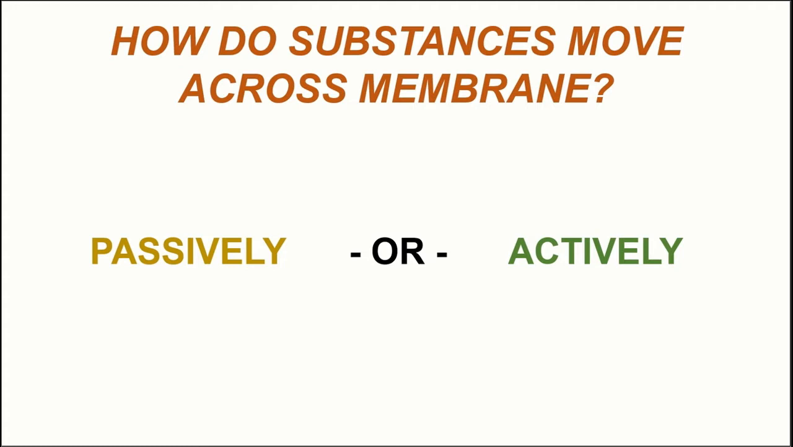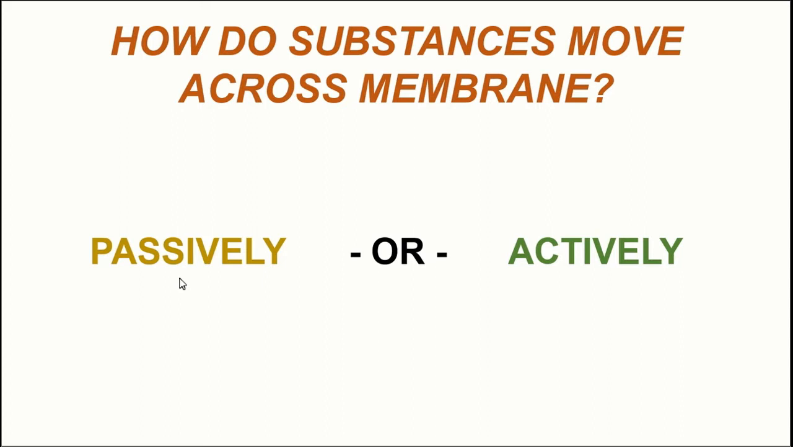So let's turn our attention to how substances are able to cross the plasma membrane and how they go about doing it. There are two general mechanisms that substances cross by. There is passive transport and there is active transport.